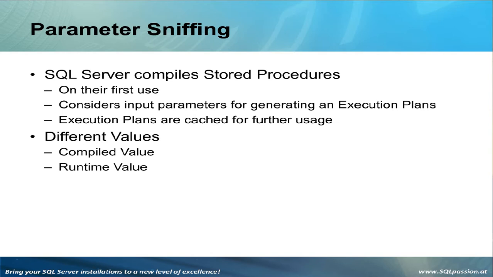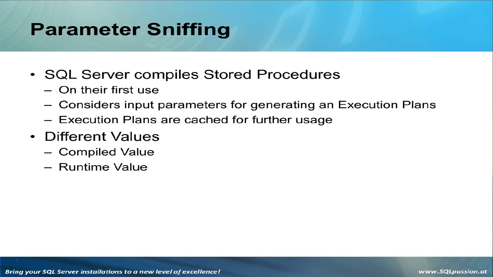So we are dealing with two kinds of parameter values. We have a so-called compile time value. That's the value for which that stored procedure, for which that execution plan was optimized. And in addition, we have a runtime value. The value with which we are currently running that cached compiled plan. Means when those values are different, and we have an uneven data distribution, we can have a parameter sniffing problem.